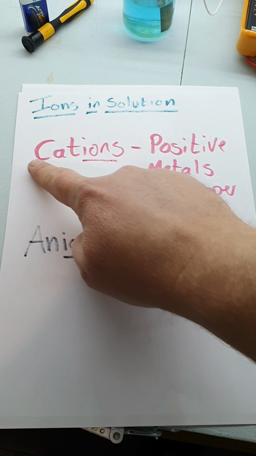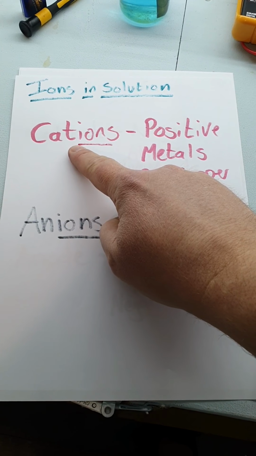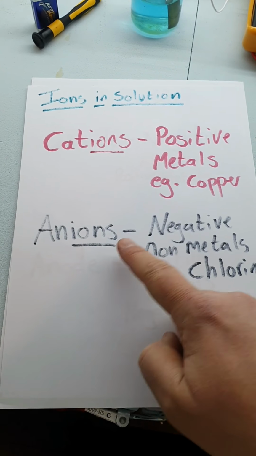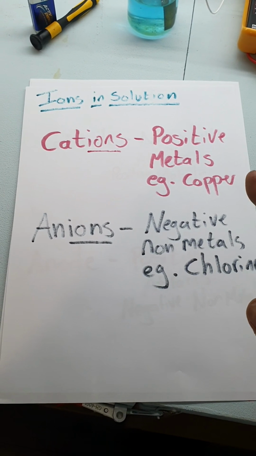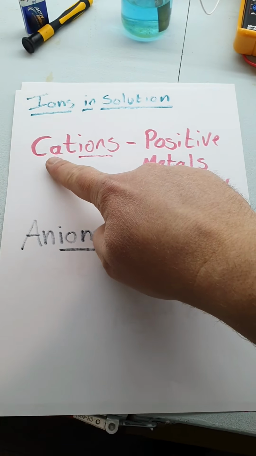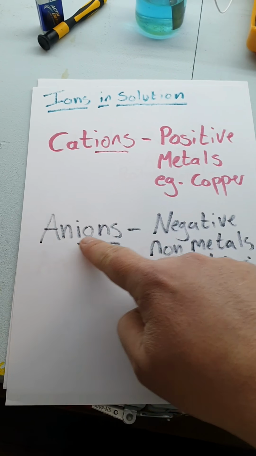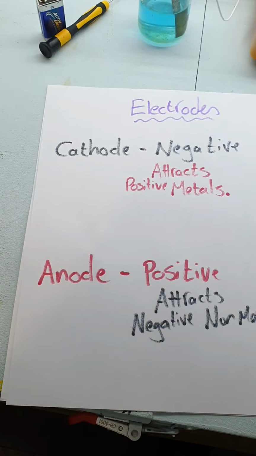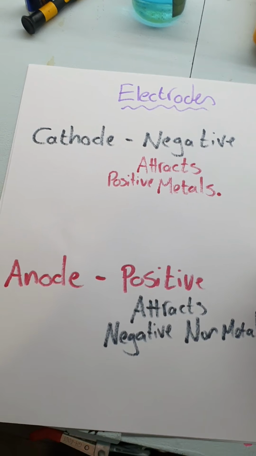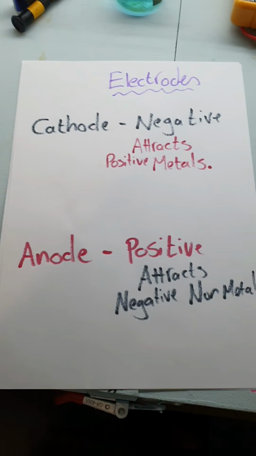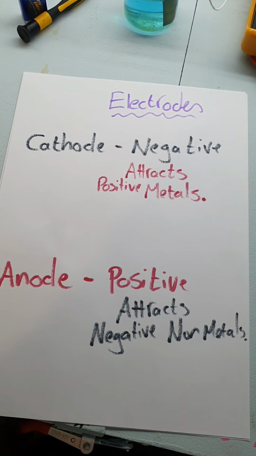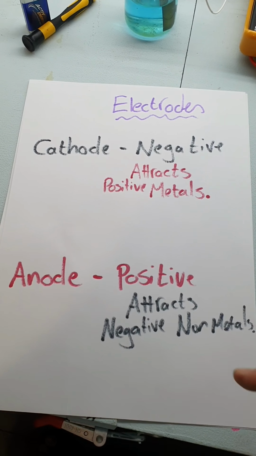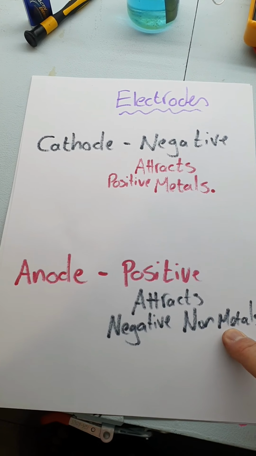But yeah, a little trick. Cats, as we can all agree, are positive. Delightful creatures. Anions sounds a little bit like onions, and onions make you cry, which is negative. Cat ions, positive. Anions, sounds like onions, negative. And the last thing, our electrodes that we used, cathode is negative, and it attracts those positive metal ions. Our anode is positive. Therefore, it attracts the opposite, the negative non-metals.